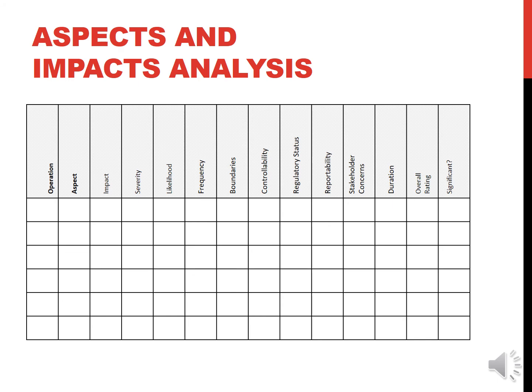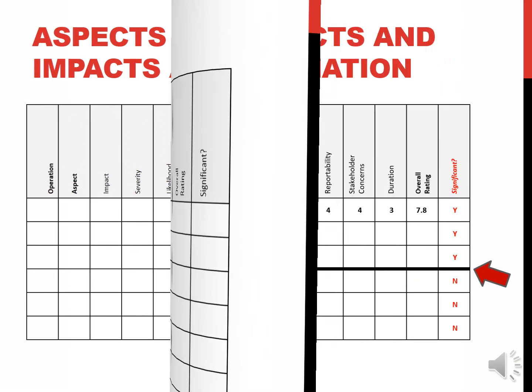Finally, we're going to combine it here in a table that provides an overall analysis. So again, we start with the operation. We look at one particular aspect, one impact, and then we're going to evaluate these criteria: severity, likelihood, frequency, boundaries, controllability, regulatory status, reportability, stakeholder concerns, duration. I'm going to multiply the ratings for these to get an overall rating. And so this is part of what you're going to do in your teams. And then we're going to determine if they're significant.